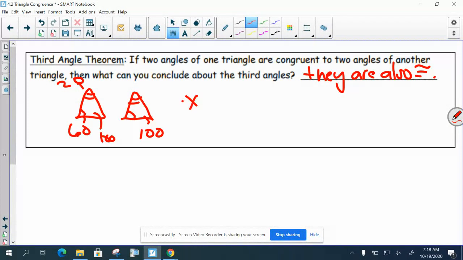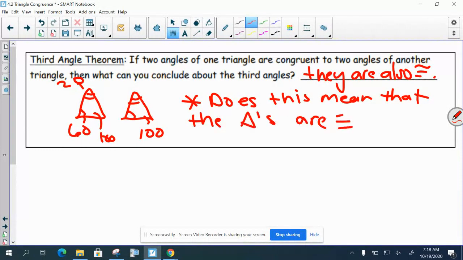Now, this is an important question. Does this mean that the triangles are congruent? What do you think? Answer is no, because they could be similar. Similar triangles are triangles with the same angle measures, but one could be smaller than the other. So they may have different proportions, or maybe the same proportion, but different lengths. If all the angles are congruent, then they are proportional. They are similar, but one might be smaller than the other.